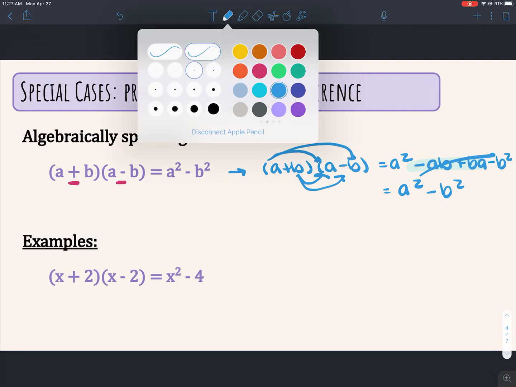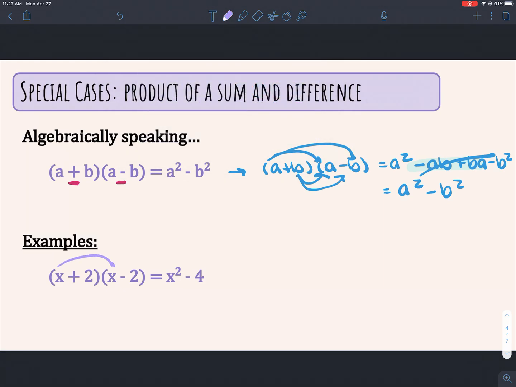So similarly down here, x and x is x squared. X times negative 2 is negative 2x. This gives us positive 2x, and this gives us negative 4. If you notice, these cancel, and we are left with x squared minus 4.